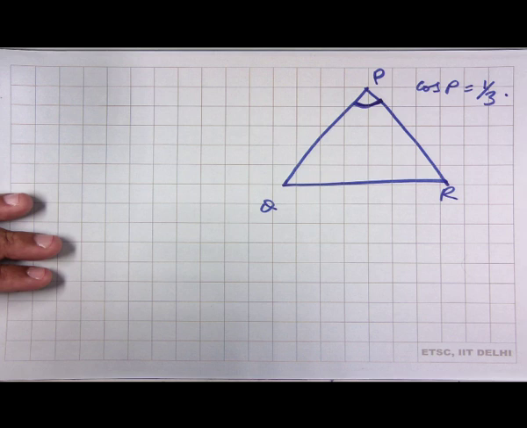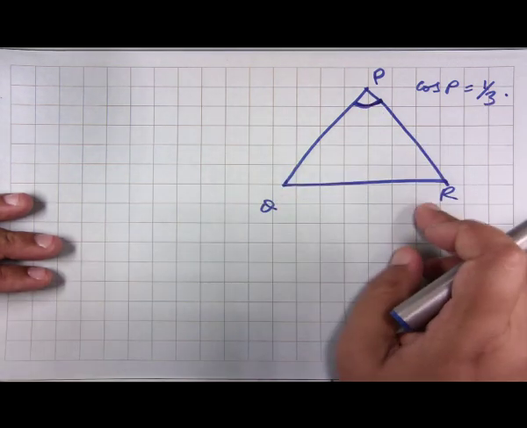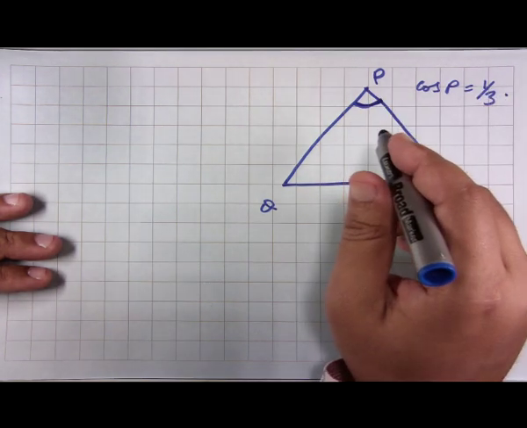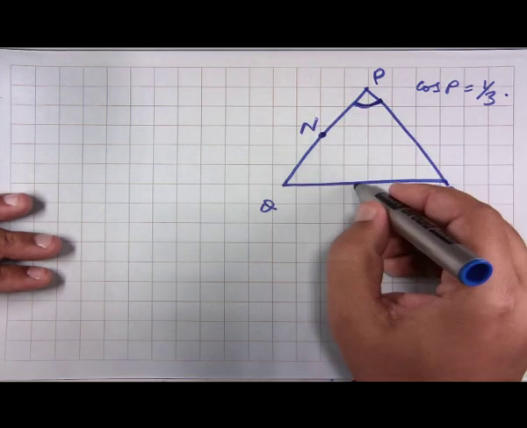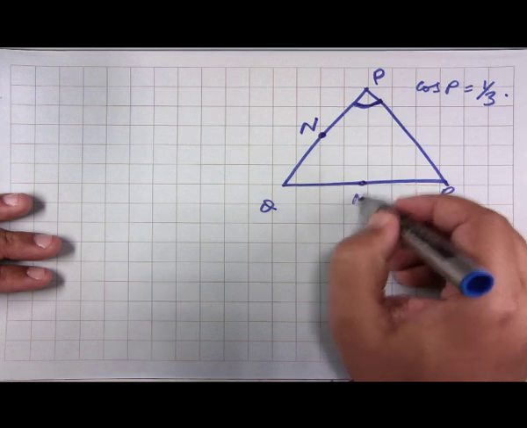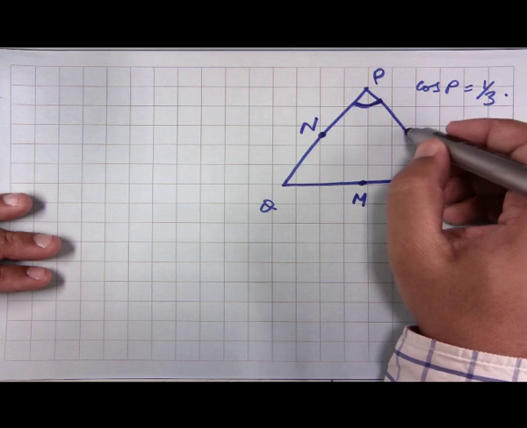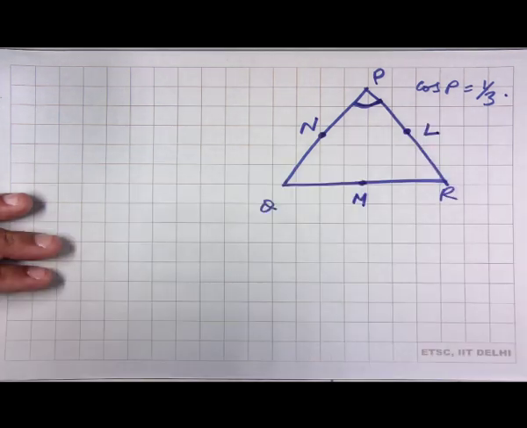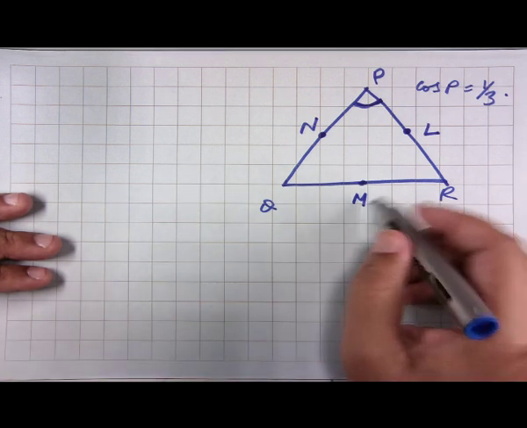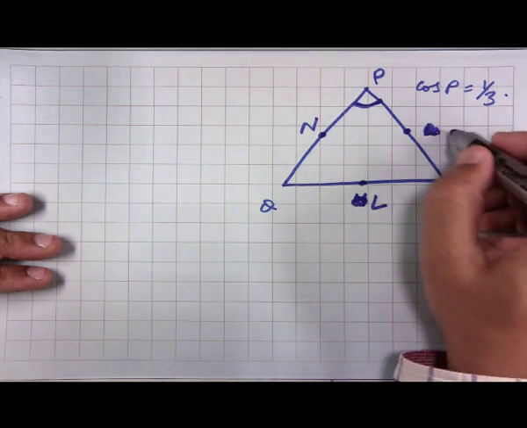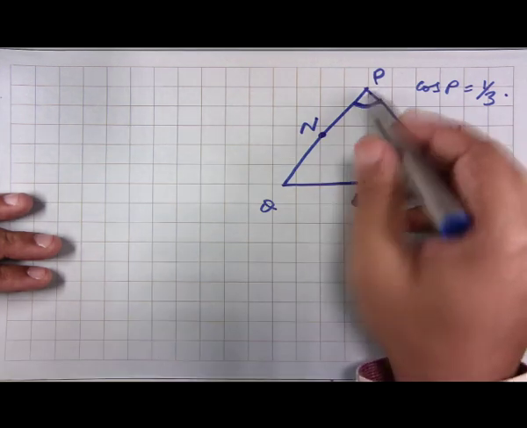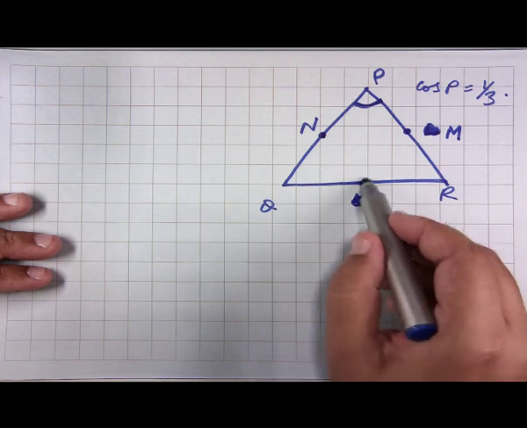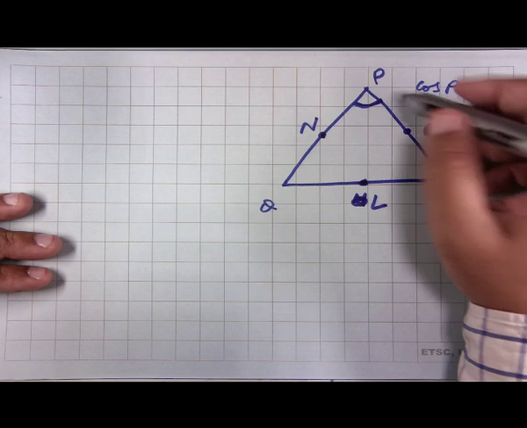And it is said that the incircle of the triangle touches the sides PQ, QR and RP at N, L and M. So, let us say that the incircle touches the side PQ at this point N, sorry, it touches QR at L and it touches PR at M. So, the incircle touches the side PQ at point N, the side QR at the point L, and the side PR at the point M.